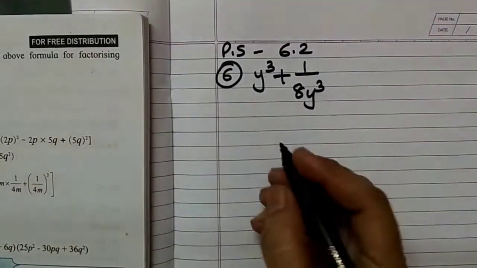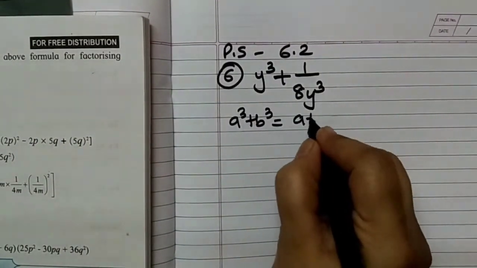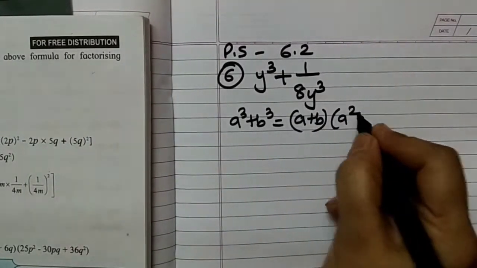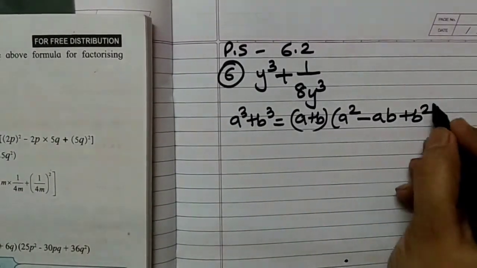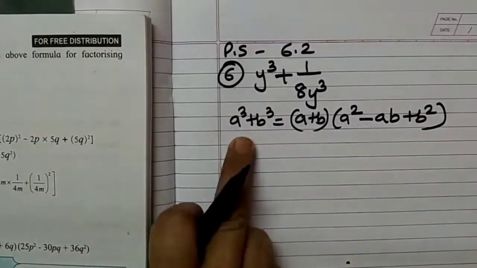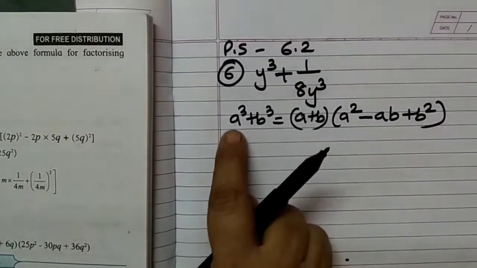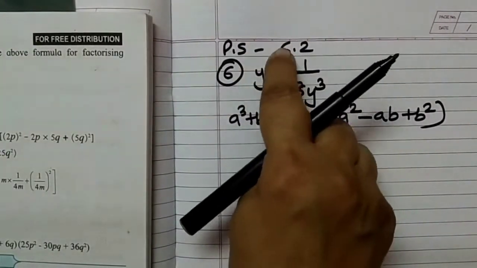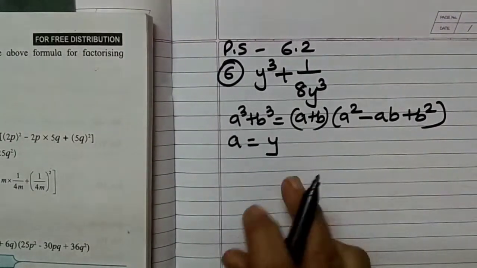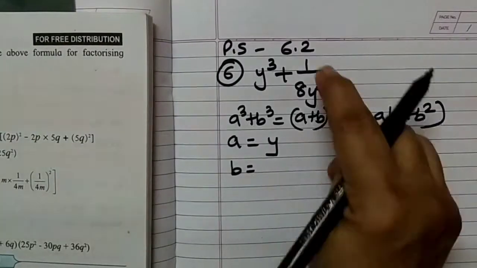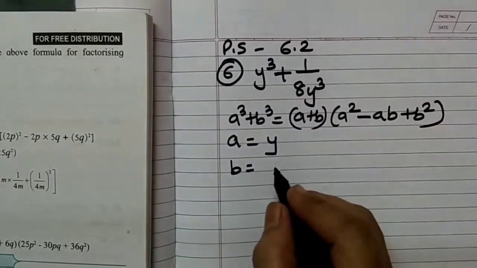Now let us write the formula. What is our formula? A cube plus b cube is equal to a plus b into bracket a square minus ab plus b square. Always whenever you solve the sum, formula is a must, compulsory. You have to write the formula. Now what is a in this case? Now see, this is a cube. What is a? We have to find out. A is equal to y. What is b? Now this whole is b cube. So we have to write the cube root of 1, that is 1.